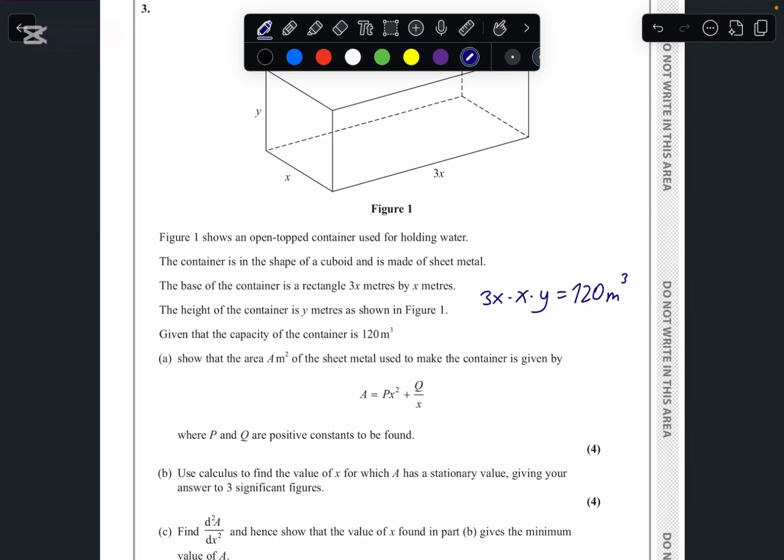If we take a look at the equation below again quickly, we realize that we need to show that without the value of y. So what will we do? We will leave the y on the left side by itself, rearranging the whole equation. And this will give us y equals 120 over 3x squared. Simplifying that, we get y is equal to 40 over x squared.